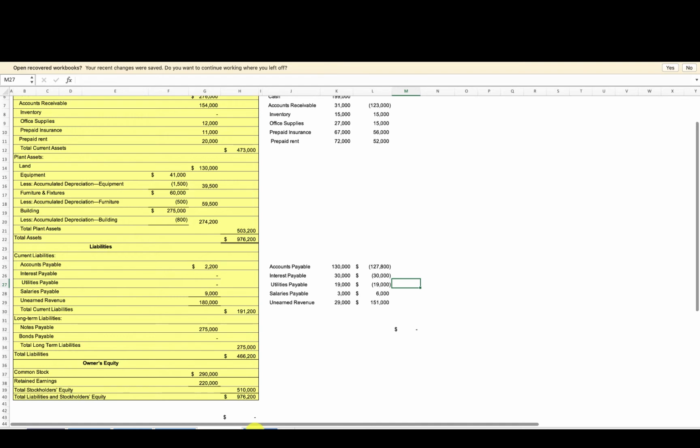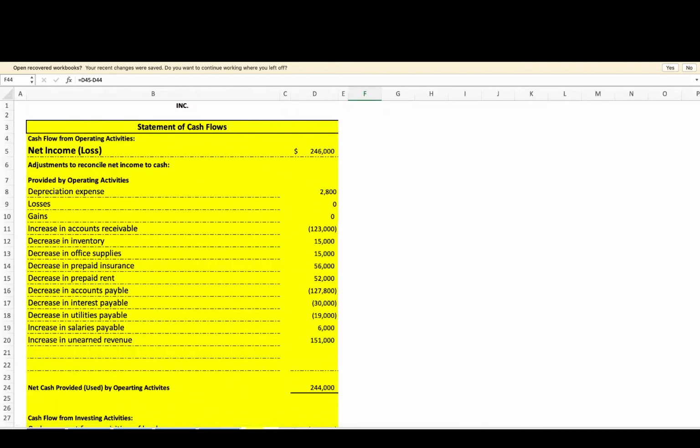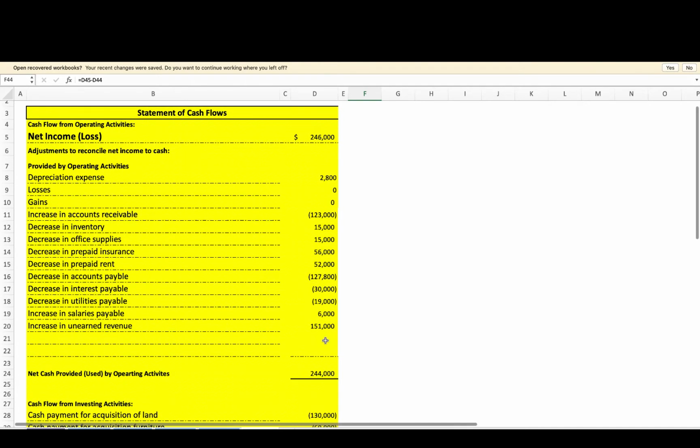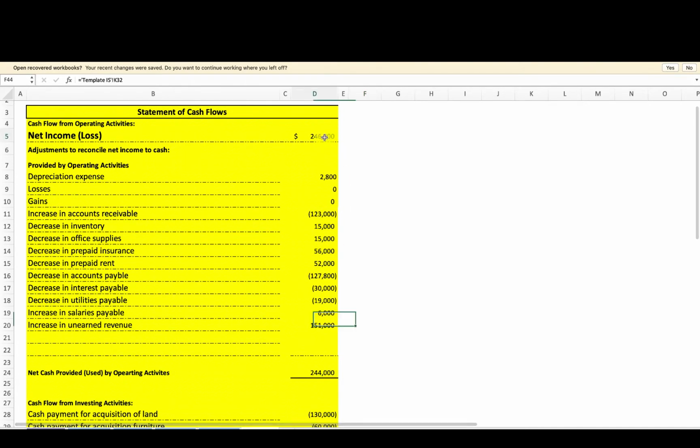So I go to my cash flow statement and I put in a decrease of 127.8, a decrease of interest payable of $30,000, a decrease in utilities payable of $19,000, then an increase in salaries payable of $6,000, and an increase in unearned revenue of $151,000. All right, and then I add from $246,000 all of these numbers. I add them all together, and I get my net cash provided by operating activities of $244,000.